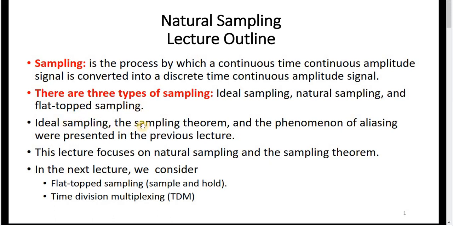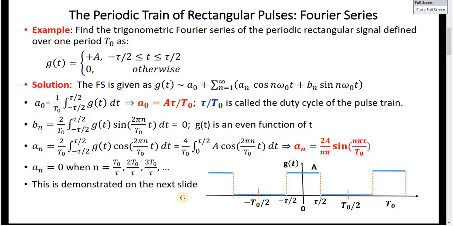Ideal sampling, the sampling theorem, and the phenomenon of aliasing were presented in the previous lecture. This lecture focuses on natural sampling and the sampling theorem. In the next lecture, we consider flat-topped sampling, which is the sample and hold, and the subject of time division multiplexing. Let us first consider the time and the frequency domain characteristics of the periodic train of rectangular pulses.